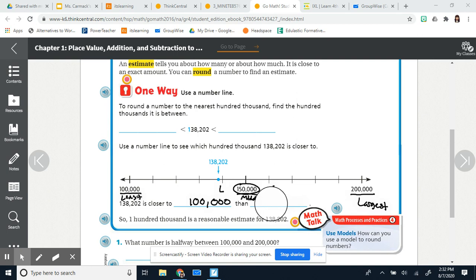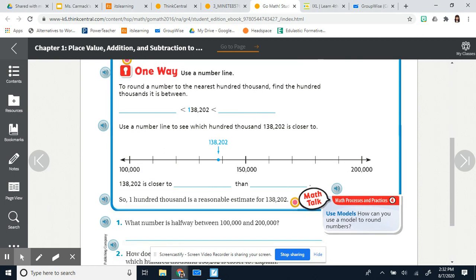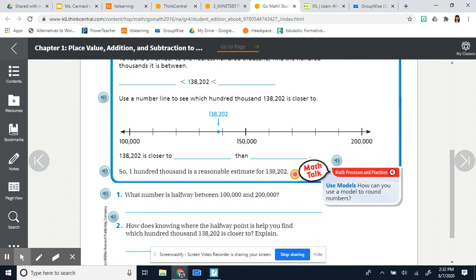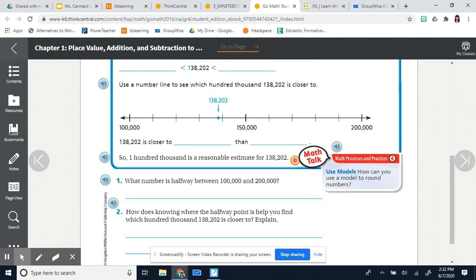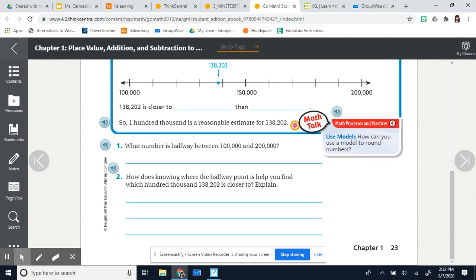So if you're thinking, what is going on right now, that's totally okay. I can tell you from teaching 4th grade last year that this was a very hard math lesson for them. Rounding was extremely difficult, so if you don't get it right away, don't feel bad.